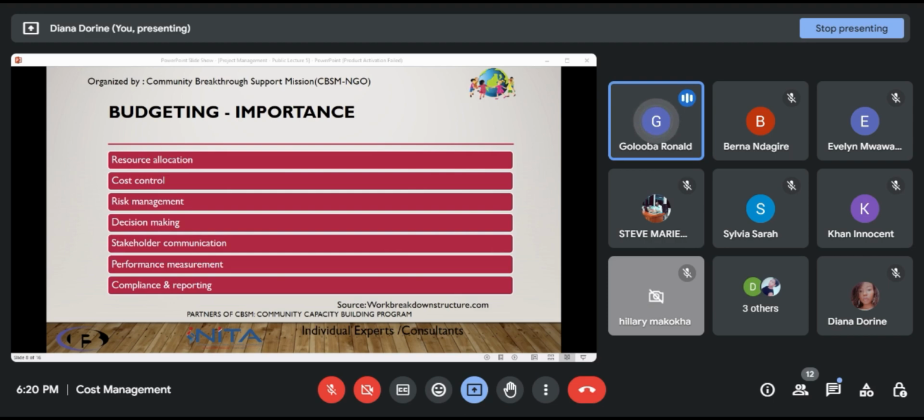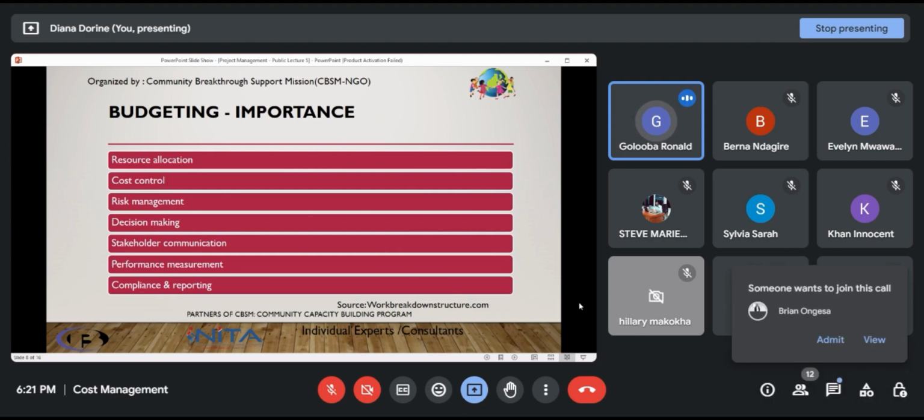So when you look at all these importances of a budget, then you're able to know that this is an essential tool that empowers project managers to effectively manage finances, mitigate risks, and make informed decisions and communications with stakeholders throughout the project's life cycle. The budget is basically a roadmap for financial management, and it contributes to the overall success and sustainability of the project.